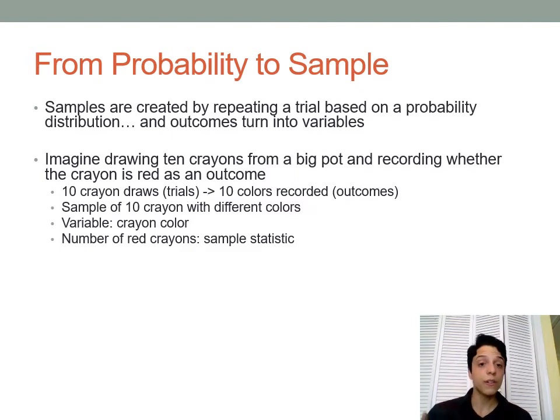But for now, just focus on the idea that if you repeat these probabilistic events, so if you draw M&Ms over and over again, if you flip coins over and over again and record your outcomes, it's similar to coming up with a sample in which you are drawing some sort of member from a population at random and recording some sort of outcome as a variable.